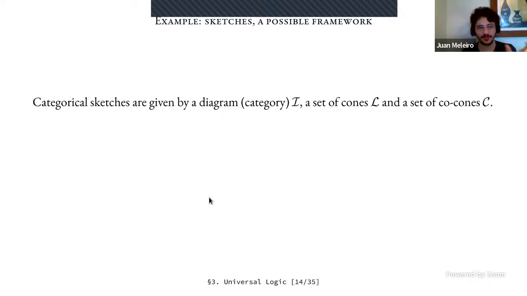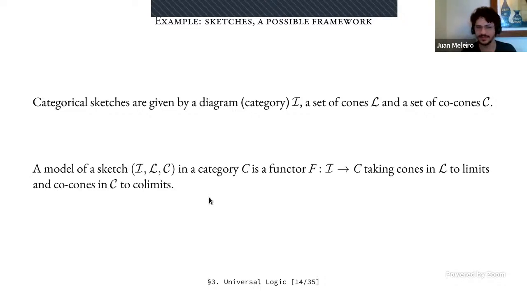A categorical sketch is given by a diagram, a category, and on top of it, a set of cones and a set of co-cones in that category. What does that mean? Well, the diagram will give a shape for a theory, and the cones and co-cones will give the properties, the axioms of that theory. This is made real by the notion of a model, which is a functor going from that category to another, taking the cones to limits and the co-cones to co-limits.